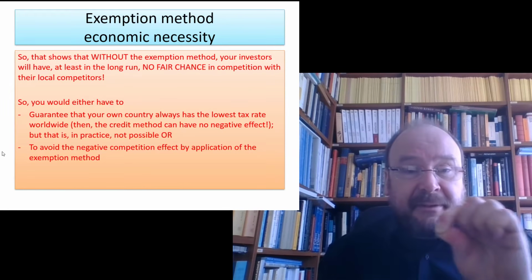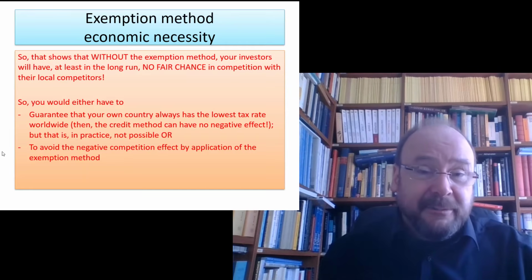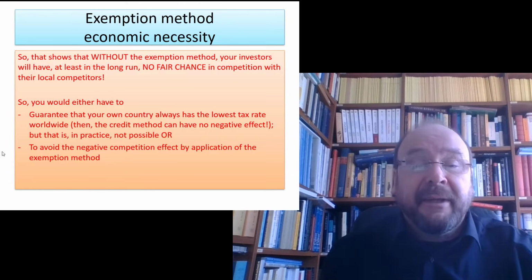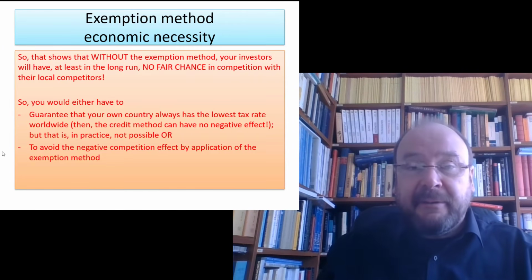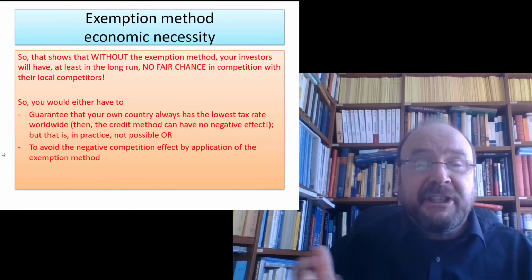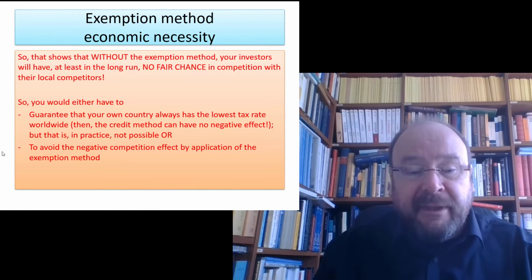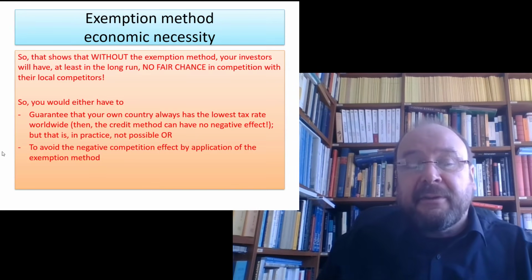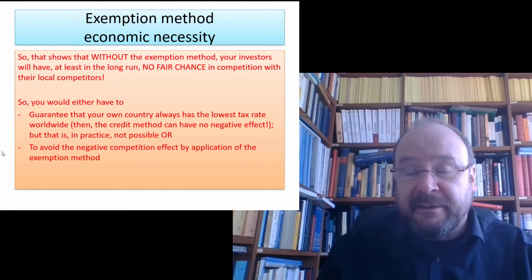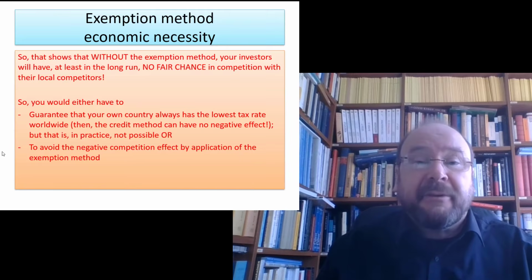So if the local tax burden is higher than the home state tax burden, you don't have a problem. But in real life, it can't be ensured that you always have the lowest tax rate in the world. There is always a cheaper country. Or the other thing is you could only avoid the negative competition effect by application of the exemption method. There is, in theory, a third possibility.